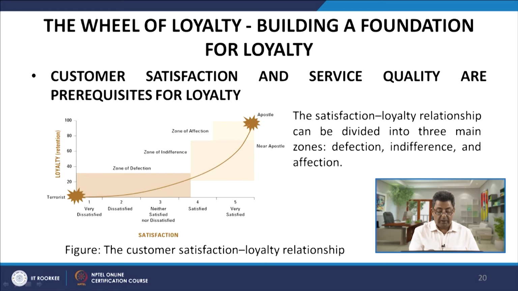So here at the top are apostles and here these are the terrorists. It moves from very dissatisfied, neither satisfied nor dissatisfied, to very satisfied. And loyalty moves from 0 to 100. So when the customers are very satisfied and they are 100% loyal, then they are termed as apostles. This satisfaction loyalty relationship can be divided into three main zones: defection, indifference and affection. In the zone of defection, the people will defect. In the zone of indifference, they are indifferent, and in the zone of affection, the customers love the company.